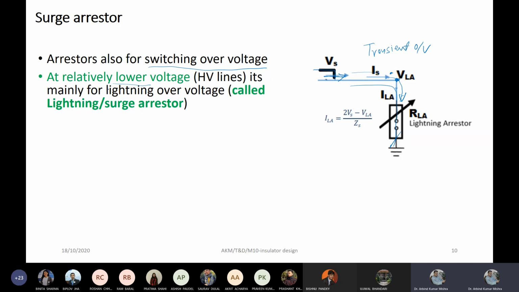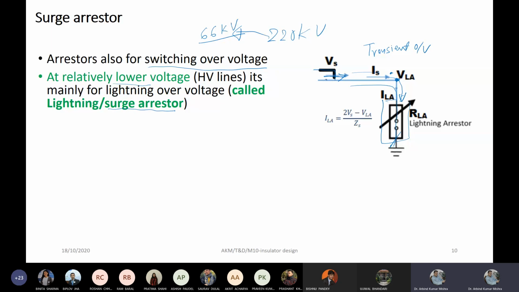Relatively, what does it mean? Say for example, 66 kV in fact is a higher voltage, but I am calling it a lower voltage with respect to 220 kilovolt. So at relatively lower voltage, it's mainly for lightning, because the switching over voltage is not dominating by that time. So this lightning arrestor is solely for the lightning, and that's why it is called the lightning over voltage arrestor, or some people also call it surge arrestor.